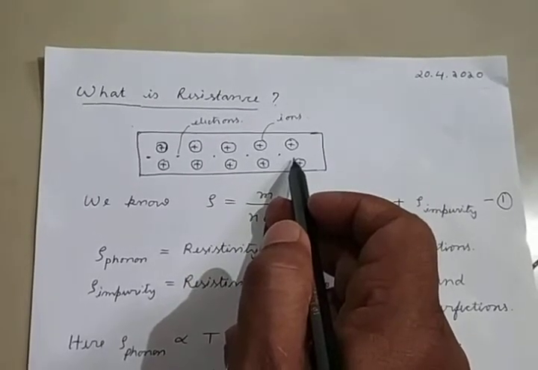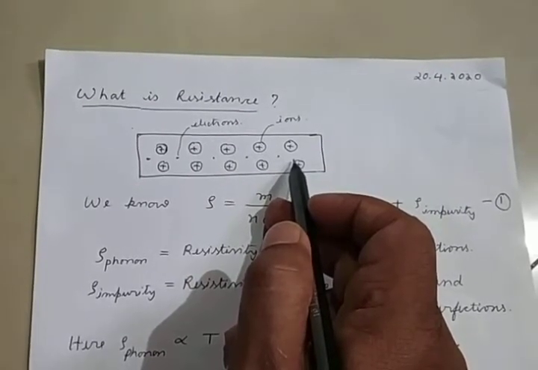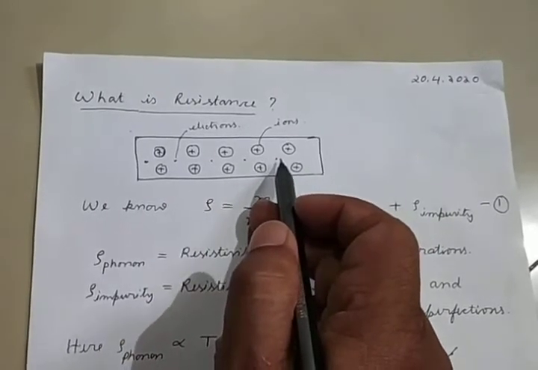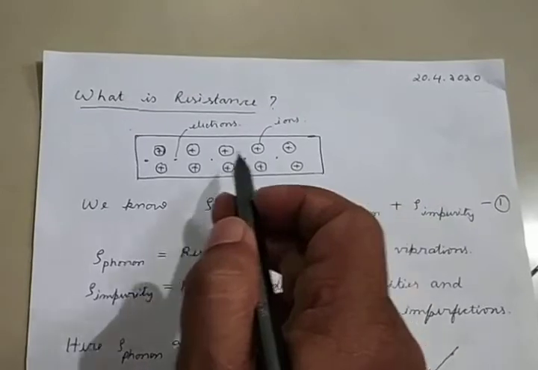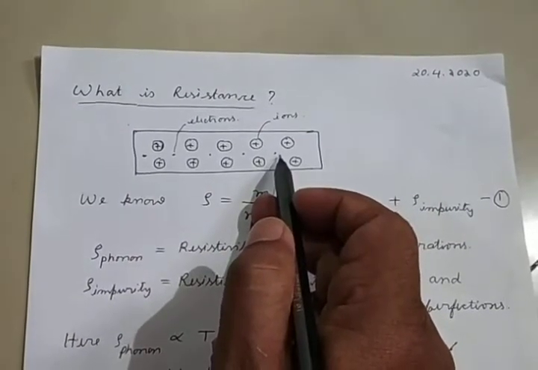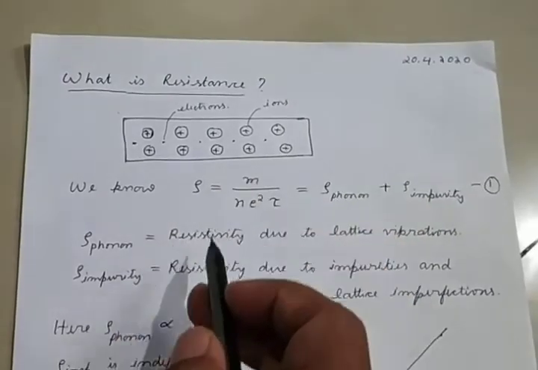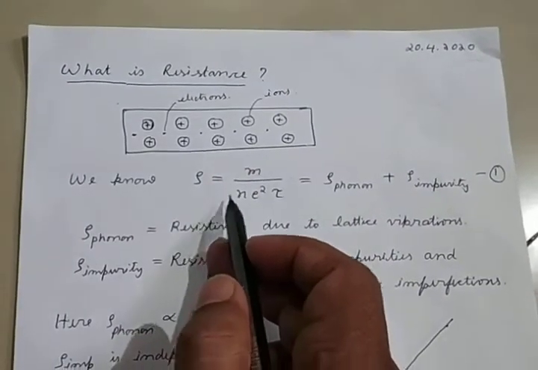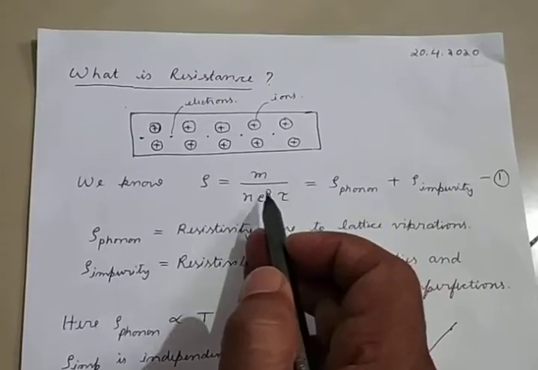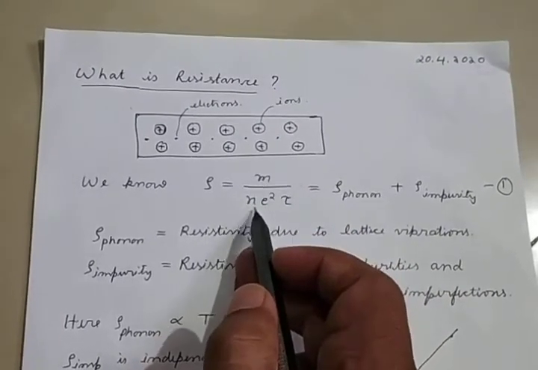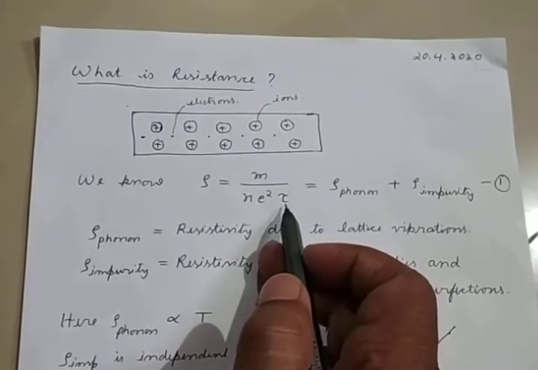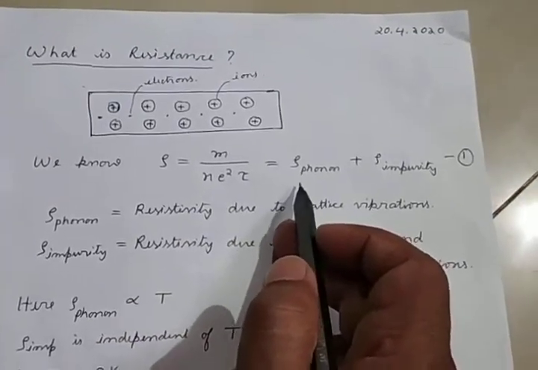So resistance is called the opposition to the flow of these charges or the electrons. So what is the opposition if they are moving freely in the space between the positive ions? Here, resistivity, which we saw earlier, is given by m by n e square tau. Here m is the mass of the electron, n is the free electron density, and tau is the mean collision time. And this can be further written as two terms.